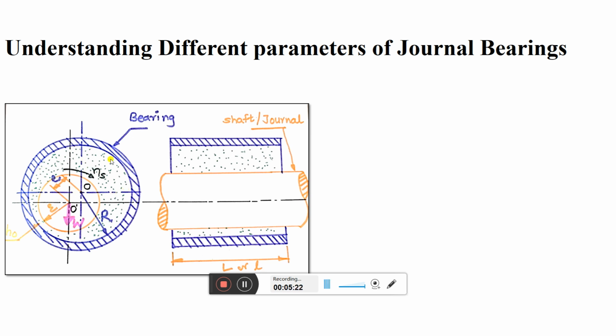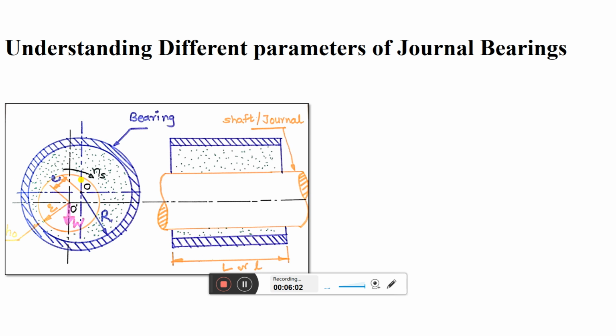Now what are the different terms in this hydrodynamic journal bearing? This is a fully developed hydrodynamic journal bearing, so there is a clearance between the shaft or journal and the bearing. You can see there is a clearance. Your shaft and bearing are not in contact with each other. Initially those are in contact with each other, but as the speed of the shaft increases, the bearing is stationary, outside. Okay, initially there is a contact.